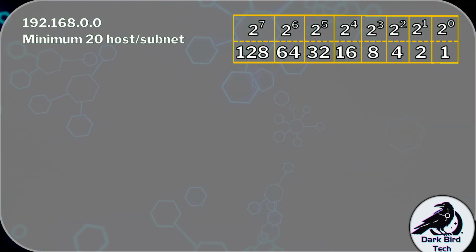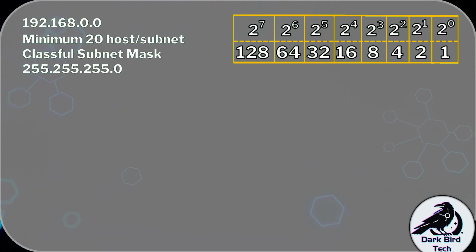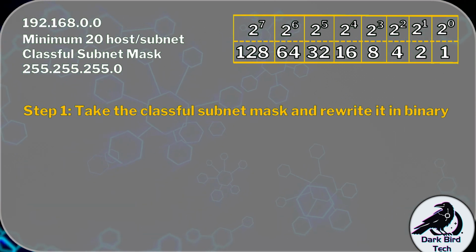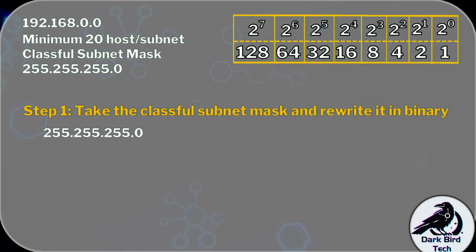Now, the first step we want to do, or actually even before we start the first step, we just want to quickly double check ourselves. 192.168.0.0, that is Class C, right? And Class C's classful subnet mask is 255.255.255.0. And that is what I'm going to be playing around with. So step 1 is to take this classful subnet mask and rewrite it in binary. So let's quickly jot it down again, 255.255.255.0, and let's work it out in binary.